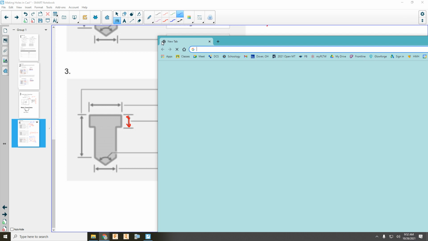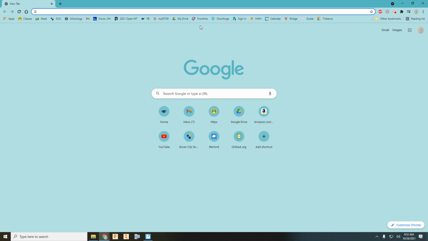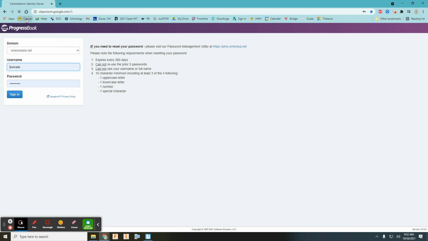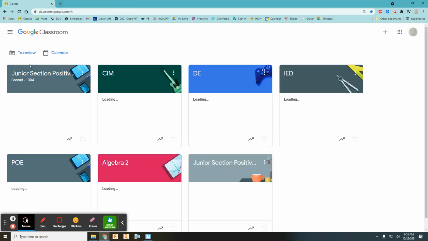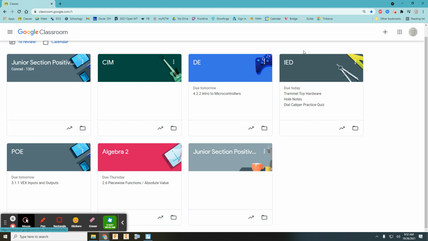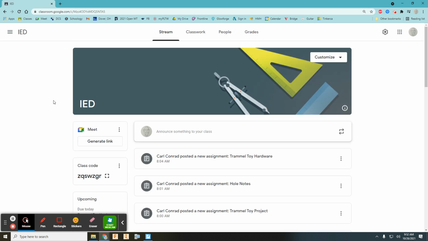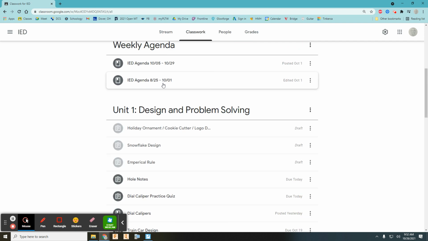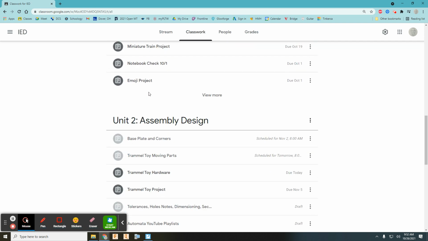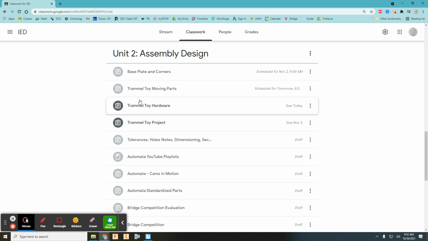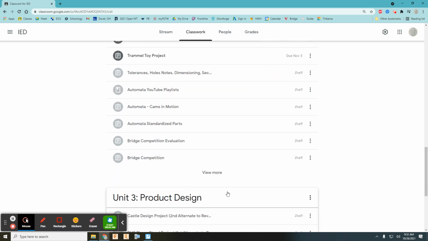What are we headed into? We're headed into the Trammel project. So I think I posted the full project. And then I also posted the hardware, which we should be able to get started into. So the Trammel toy project is actually in Unit 2, which is assembly design. Okay, so that's one of the things we're going to do.